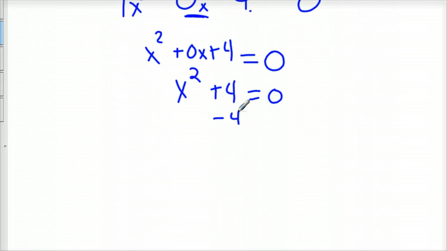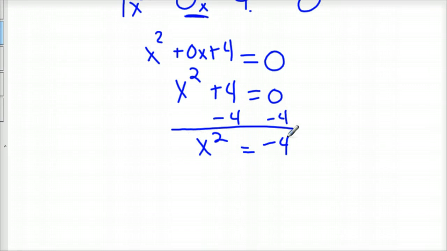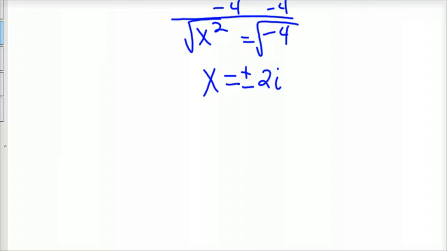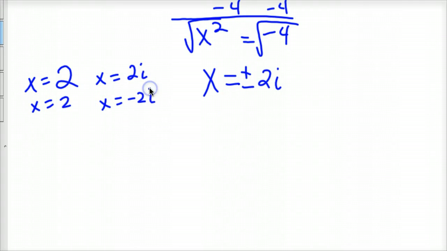So I'm going to subtract 4, and x squared equals negative 4. And then you would root both sides, and so x is equal to plus or minus 2i. So that's a set of complex conjugates there. So if you combine all these answers together, the fact that I have a set of double roots with 2, we did that twice, then x could be 2, x could be 2 again, x could be 2i, and x could be negative 2i. There's all 4 of my roots that we were looking for.